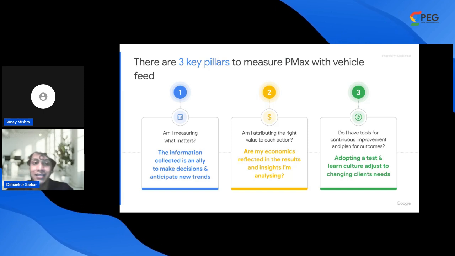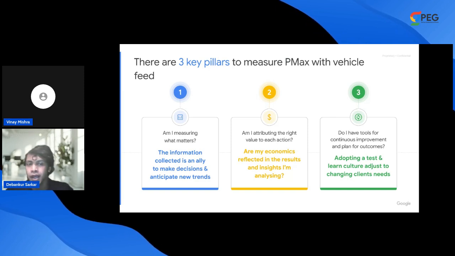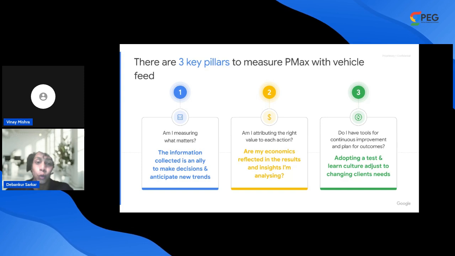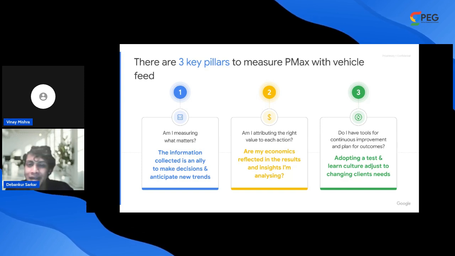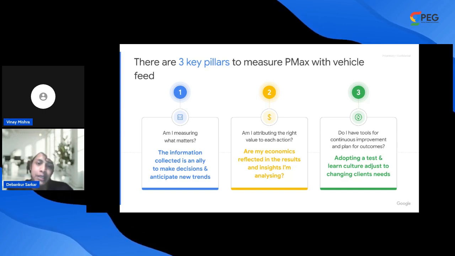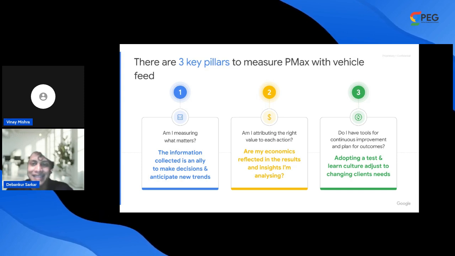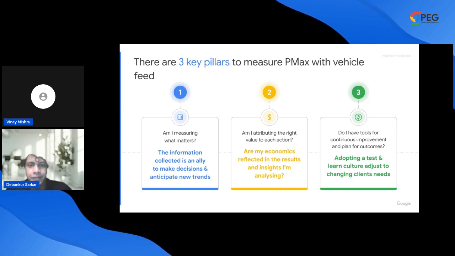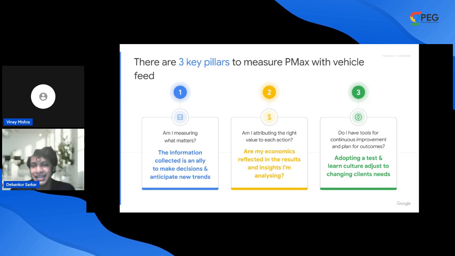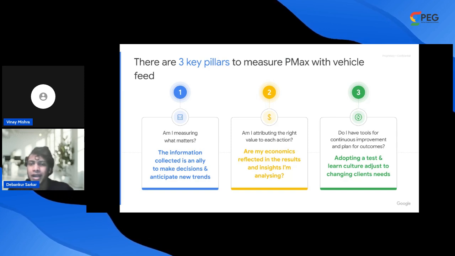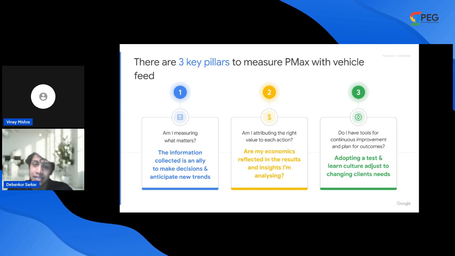And finally, the third pillar, if you look at it, it basically talks about the tools for continuous improvement and the plan for outcomes. Now, the emphasis here is on adopting a test and learn culture, which basically adjusts to changing client needs, right? Which is all about continuous testing and adaptation, which is basically a key to sustained success.